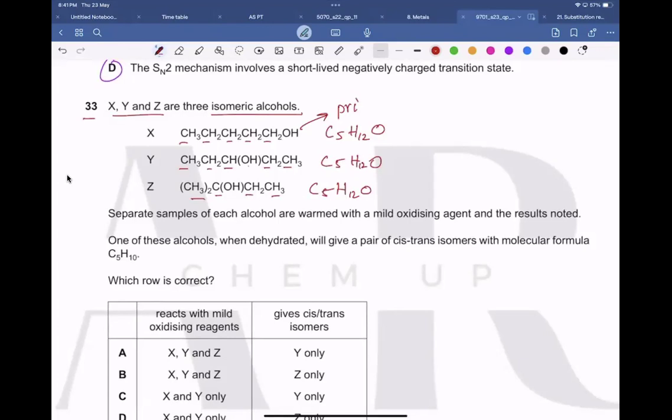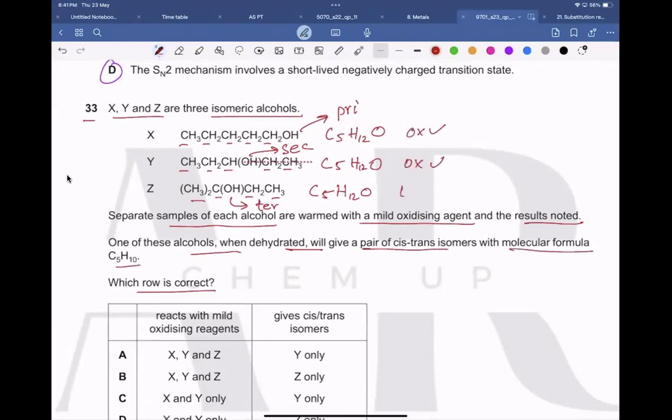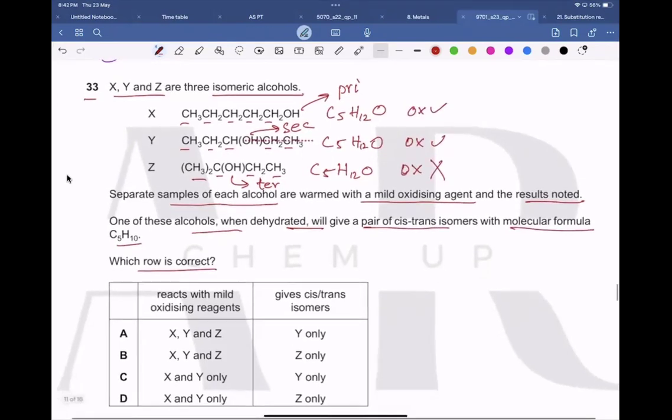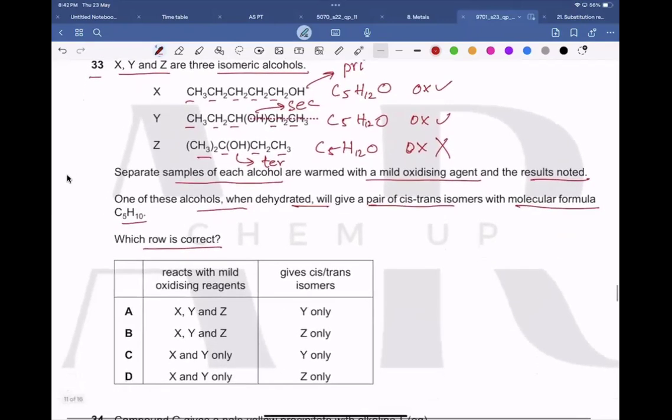Separate samples of each alcohol are heated with a mild oxidizing agent, and results are noted. One of these alcohols, when dehydrated, gives a pair of cis-trans isomers with the molecular formula C5H10. Which is correct? Reaction with a mild oxidizing agent: obviously it will undergo oxidation because it's primary. That's X and Y. But oxidation would not occur in the tertiary one, right? So A and B go wrong, because they are saying that Z is also oxidized.